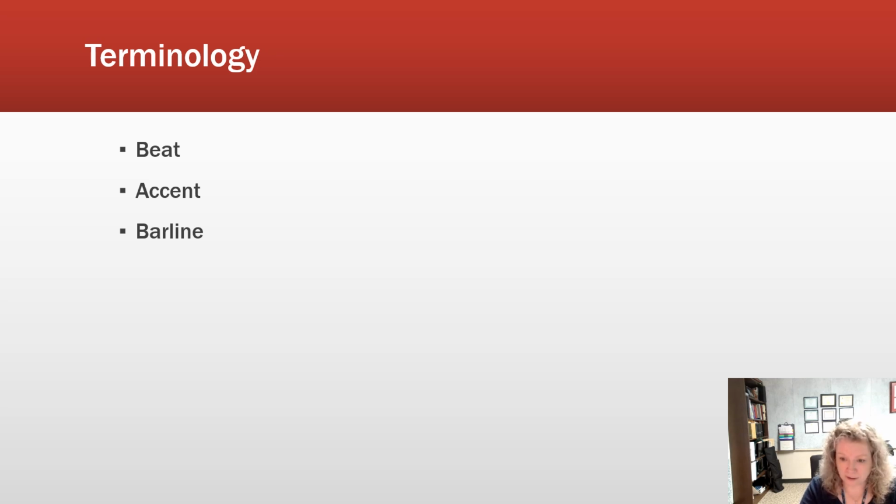Bar line, a vertical line that separates beat groupings according to the regularly accented beats. A measure or bar is the beat groupings in music. You'll hear those terms used interchangeably. Measure or bar, the beat groupings in music. It also could be called what's between two bar lines.